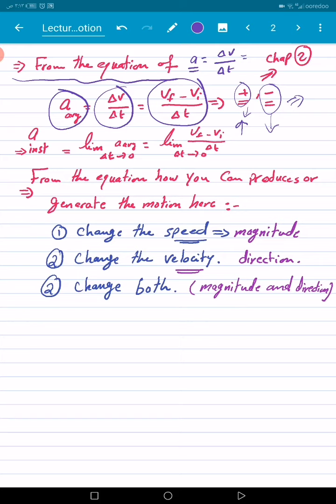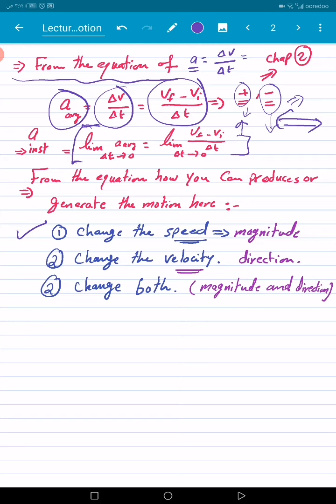If I want the instantaneous one, now mathematics. The instantaneous acceleration from the average is the limit as delta T approaches 0 of the average, equal to the limit as delta T goes to 0 of delta V over delta T. So from this equation, if I take the limit on each side, how can I produce or generate the motion from this equation? How can I generate it? I have 3 things.